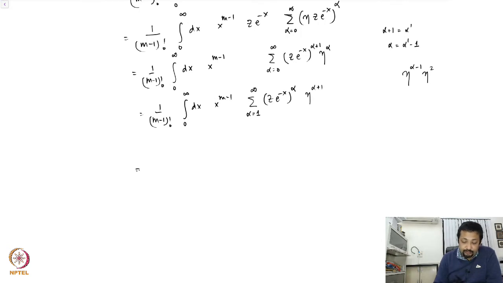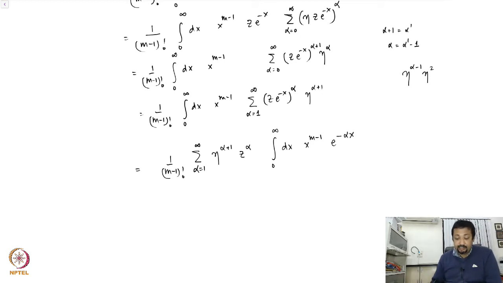There is a sum over alpha. So then I have 1 over (m minus 1) factorial, sum over alpha equal to 1 to infinity, eta to the power alpha plus 1, z to the power alpha, and then integral from 0 to infinity dx x to the power m minus 1 e to the power minus alpha x. And this quantity is well known in the sense that I know how this thing is going to go.